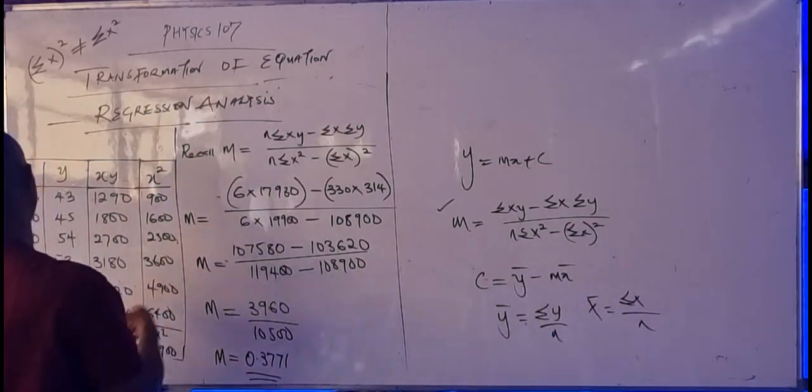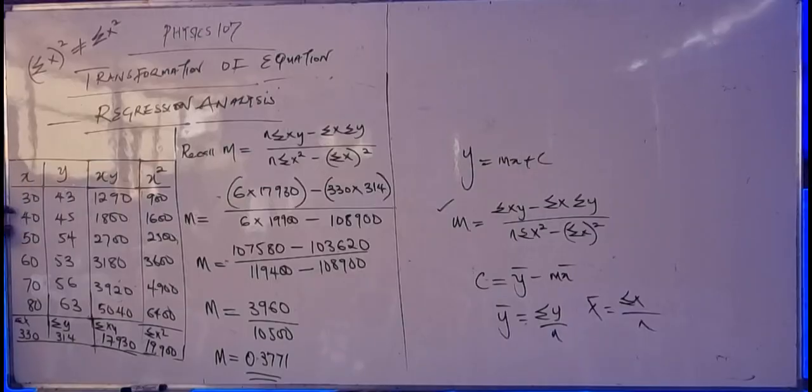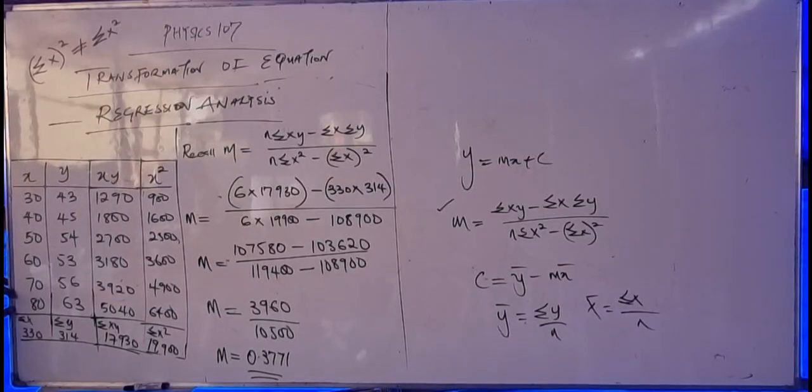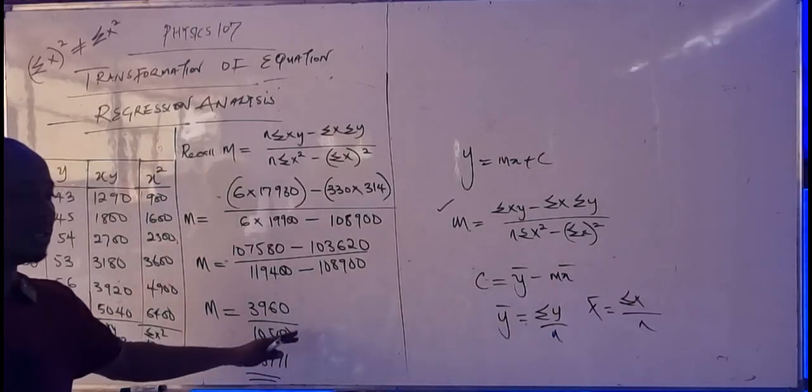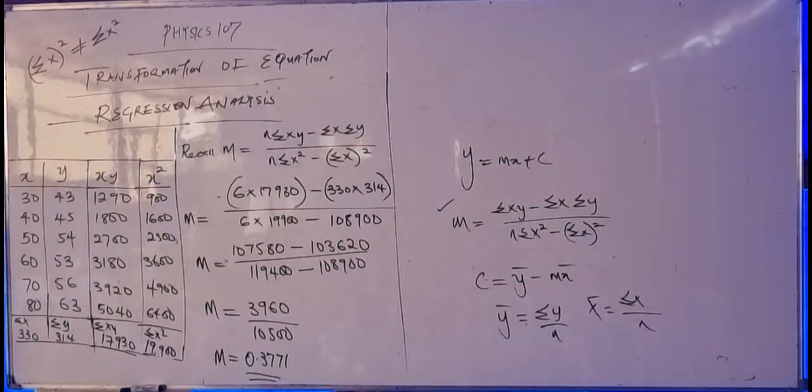Okay, this 6 here, we have 6 experiments: 1, 2, 3, 4, 5, 6. So the number of data we use is 6. So the slope there is what? 0.3771. Okay, correct. So let's move down to the next thing we're looking for.